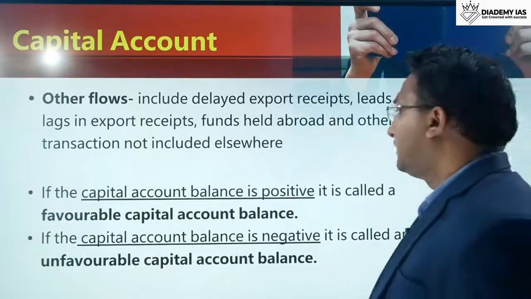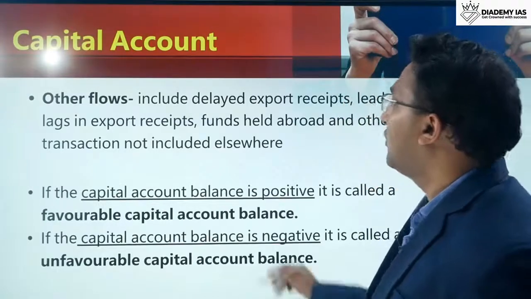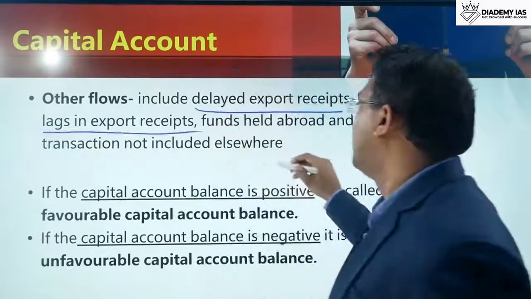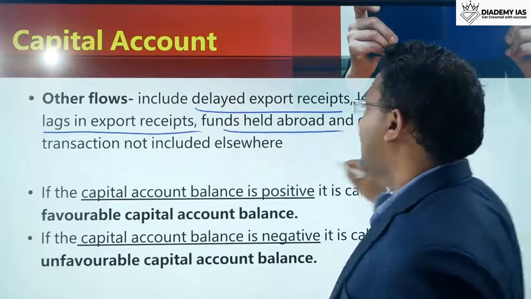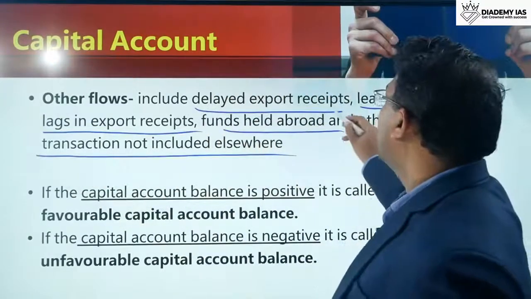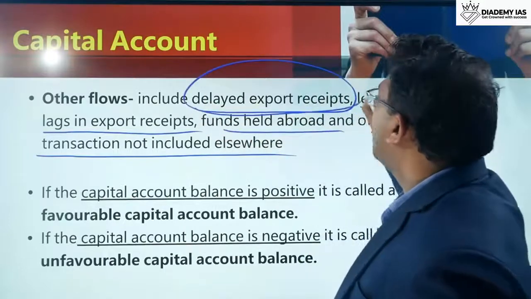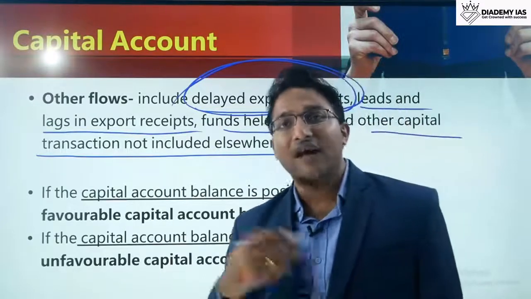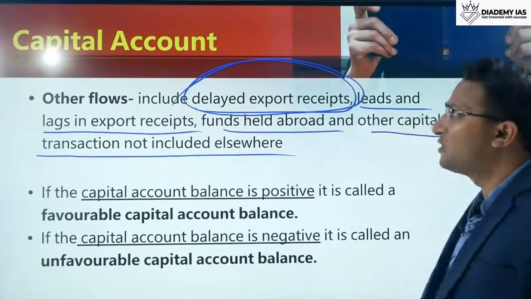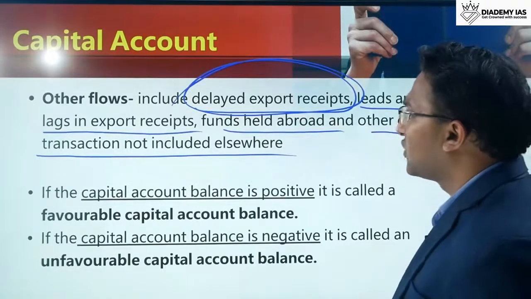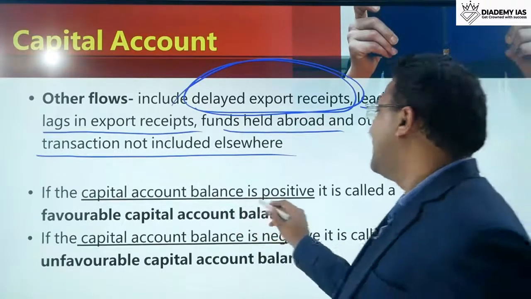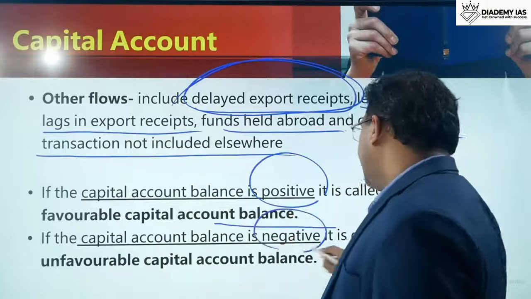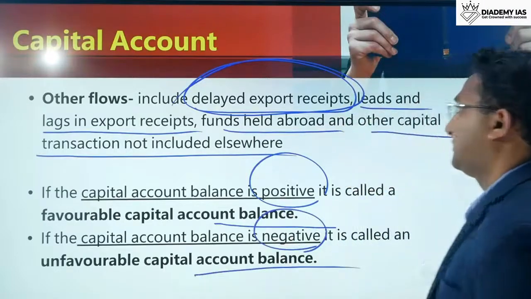Now other flows. What are the other flows in the capital account? Delayed export receipts, leads and lags in the receipt of export funds held abroad and other capital transactions not included elsewhere, right? So if the export receipts are delayed, that becomes basically the asset because that amount is due to us, but we have not received it. So last year it might have come in the current account, but because this was pending, this becomes part of the capital account. If the capital account balance is positive, then we call it favorable capital account balance. If the capital account balance is negative, then it is called unfavorable capital account balance.